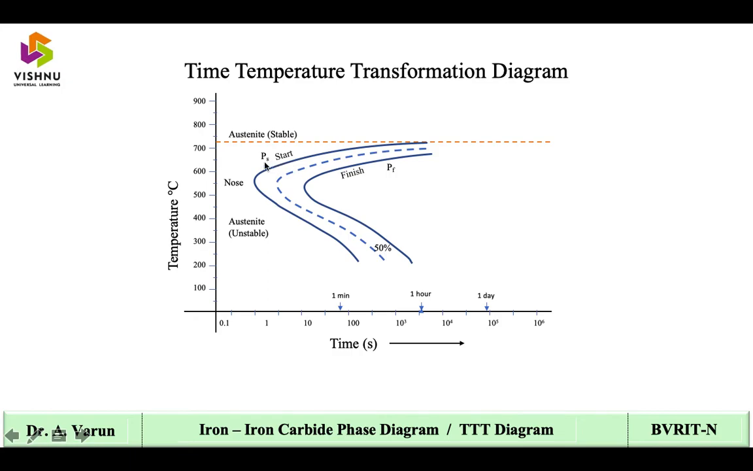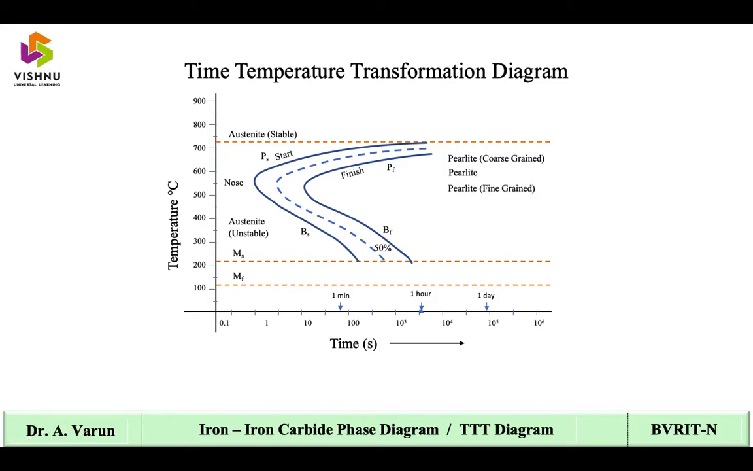So this marks pearlite start and pearlite finish. Then you have bainite start, bainite finish, as well as martensite start and martensite finish, marked by these temporary horizontal dashed lines. So we get coarse pearlite, medium pearlite, and then fine grain pearlite. Then you have upper bainite, bainite, and lower bainite, followed by martensite start and finish, and this is where you get the total martensite.